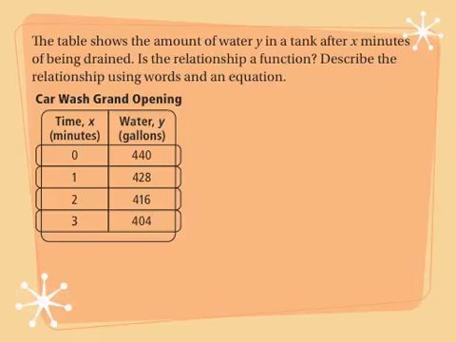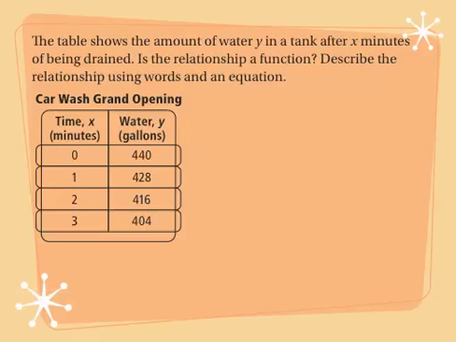The table shows the amount of water, Y, in a tank after X minutes of being drained. Is the relationship a function? Describe the relationship using words and an equation. If you notice, we have time X and water Y. For each X value, remember X's are usually our inputs. So for each X value, I have a different Y value.